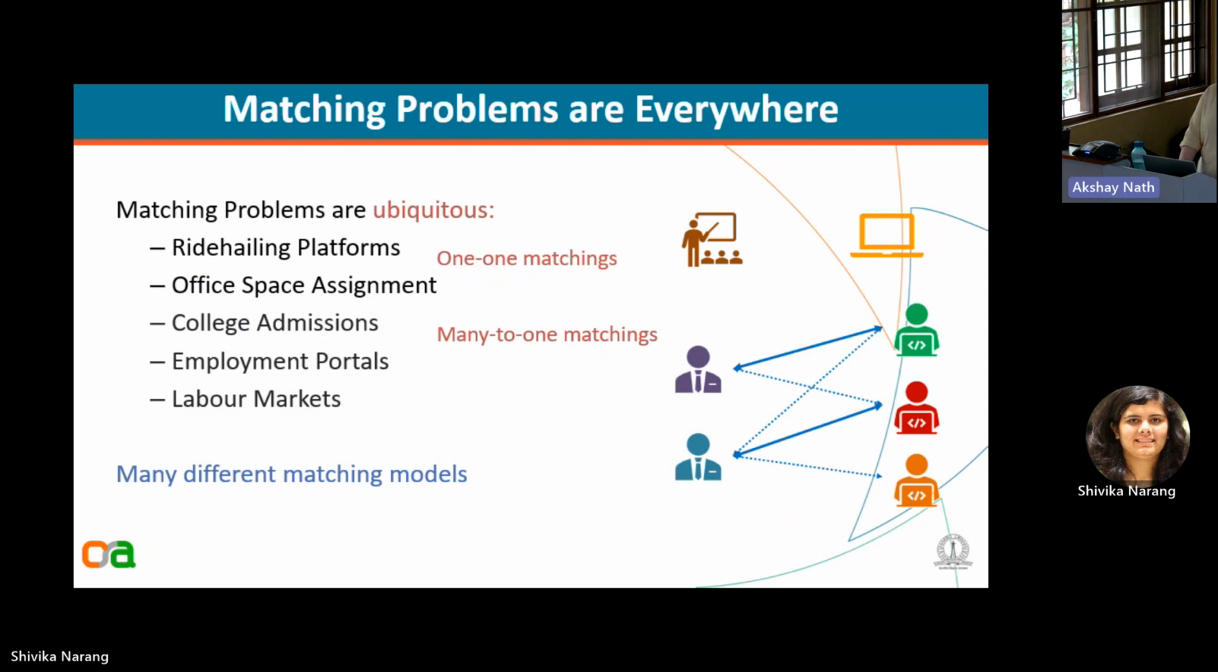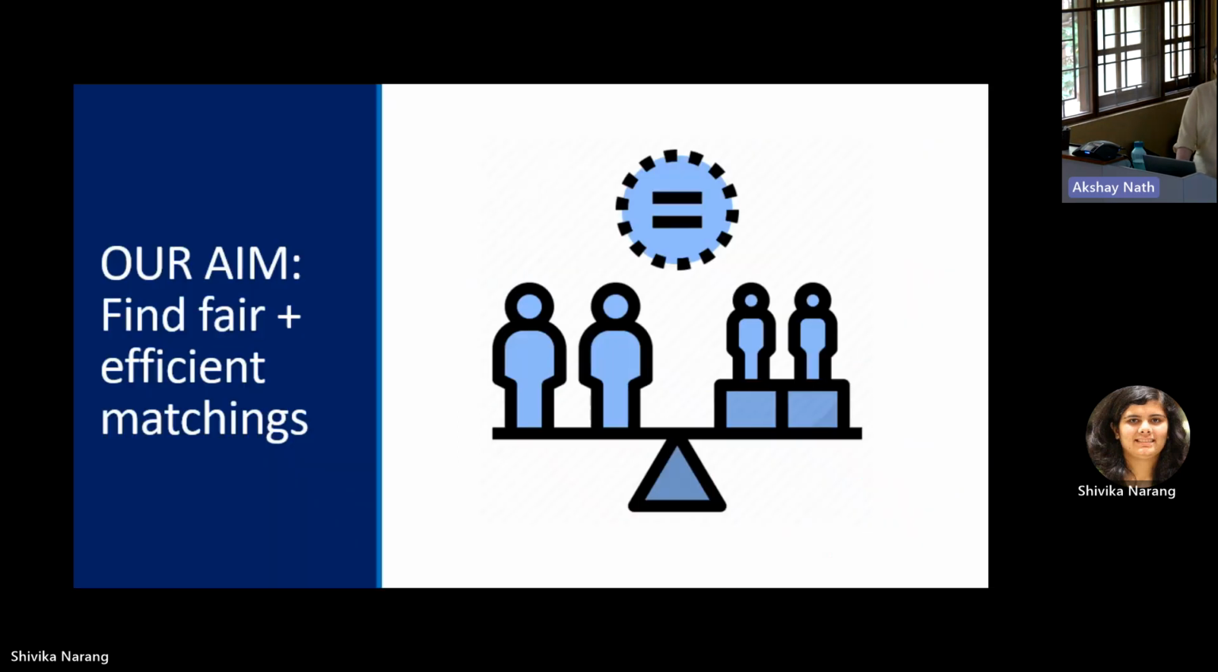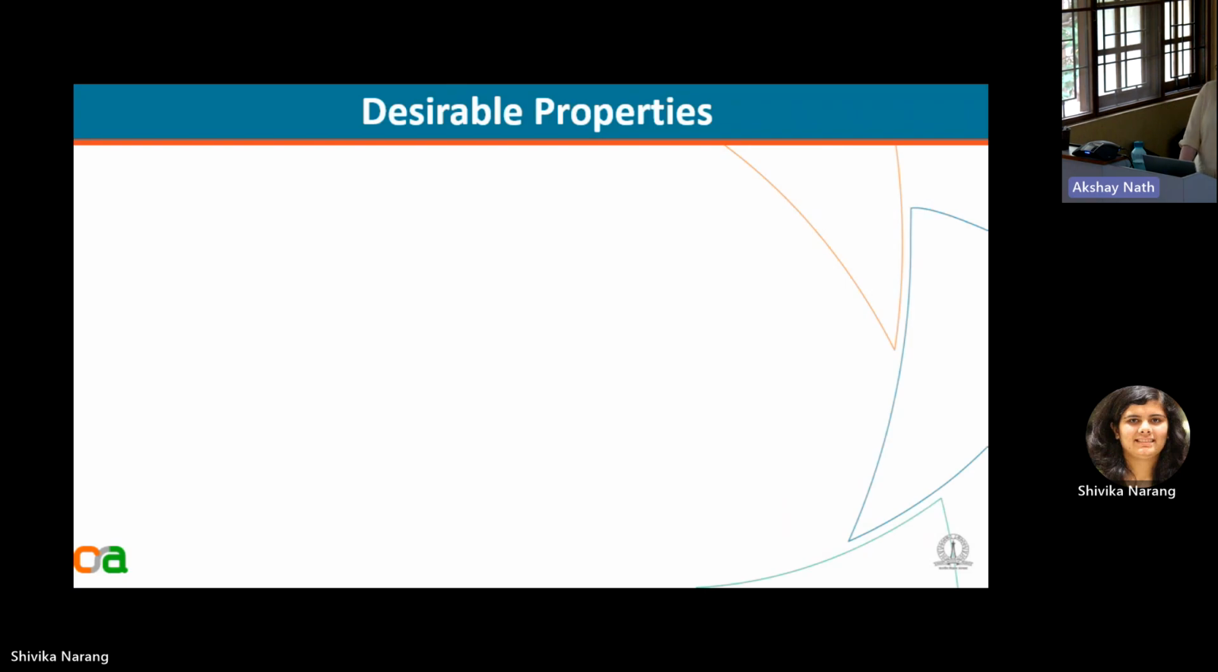But our focus will be these bipartite settings, and being game theorists, we will be looking at settings with preferences. These preferences can be on agents on one side or both sides, right? And so our aim will be that over these bipartite one or two-sided preference models, we want to find fair and efficient matchings. Okay, so fairness and efficiency are desirable properties, but how do you mathematically pin them down?